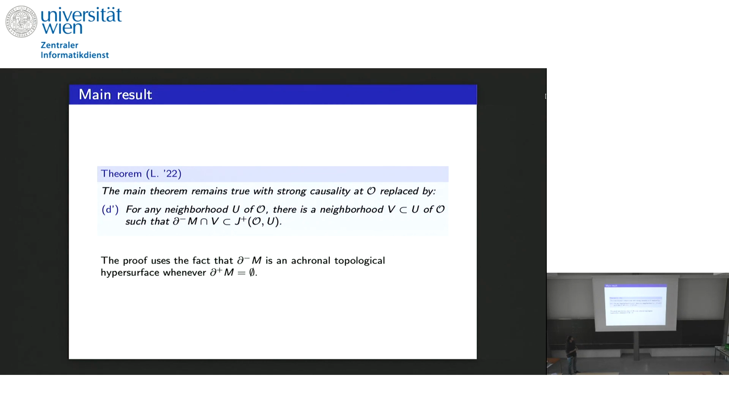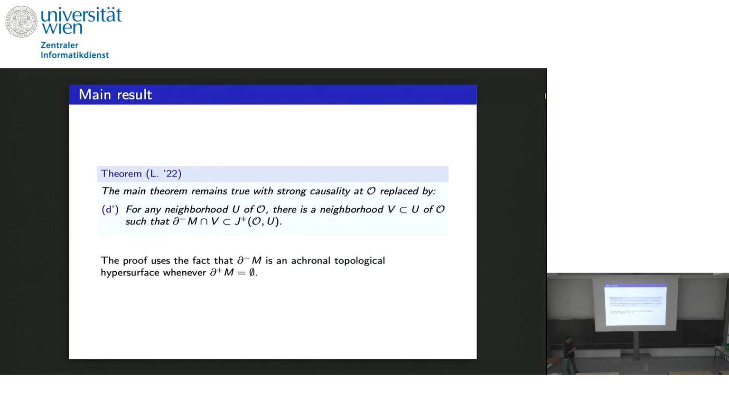Let me make a remark. The main theorem remains true with strong causality replaced by this assumption here: for any neighborhood U of the origin, there's a neighborhood V inside U, such that the past boundary of M within V lies in the time-like future of O within U. So basically, if you didn't want to assume strong causality, you could have assumed this.